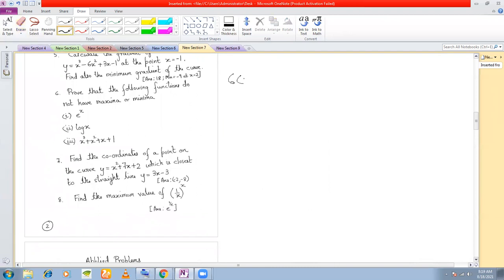6, 3. I say let fx is equal to x cube plus x square plus x plus 1. You need to show that this function has no maxima or minima. First, find out the first derivative. F dash x is equal to 3x square plus 2x plus 1. Right? Now, if you can show that f dash x remains positive for all real values of x, or f dash x remains negative for all real values of x, then our job is done.